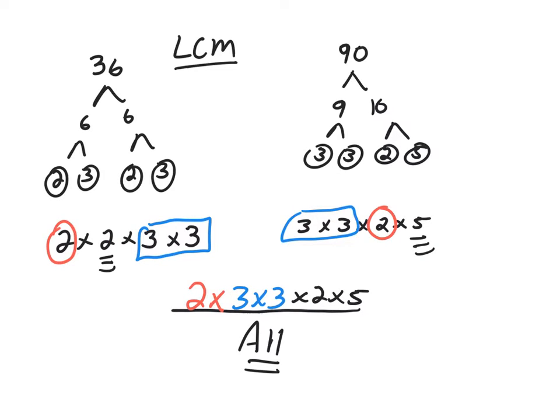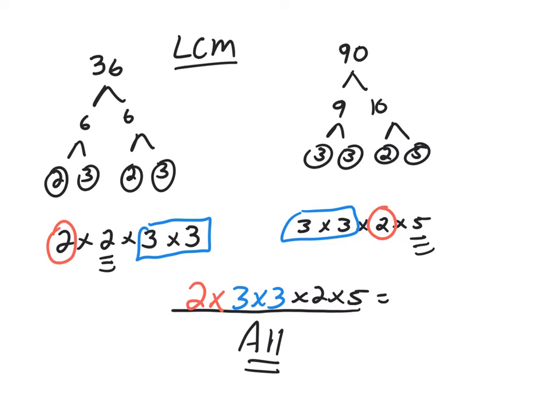And then we just multiply. So let's multiply those numbers. So we say 2 times 3 is 6. 6 times 3 is 18. 18 times 2 is 36. Well, then 36 times 5.